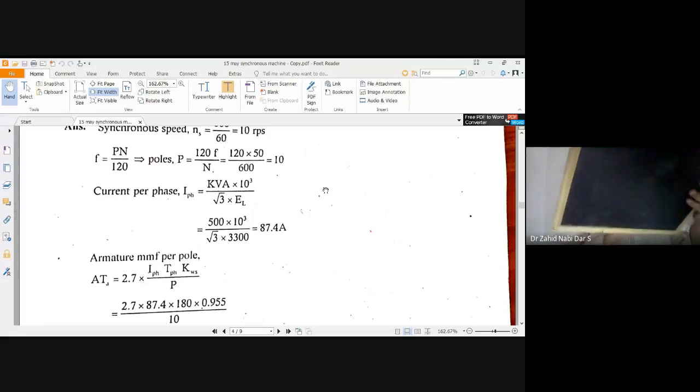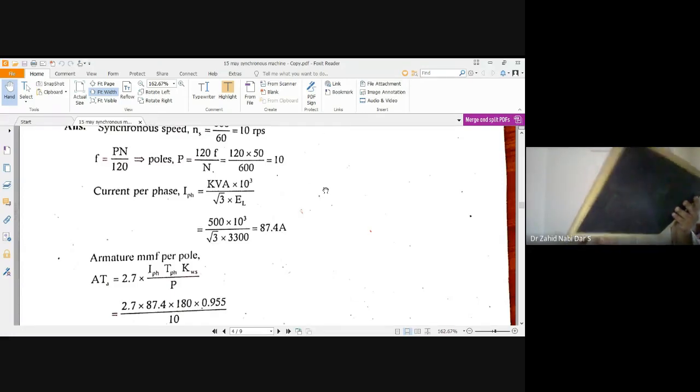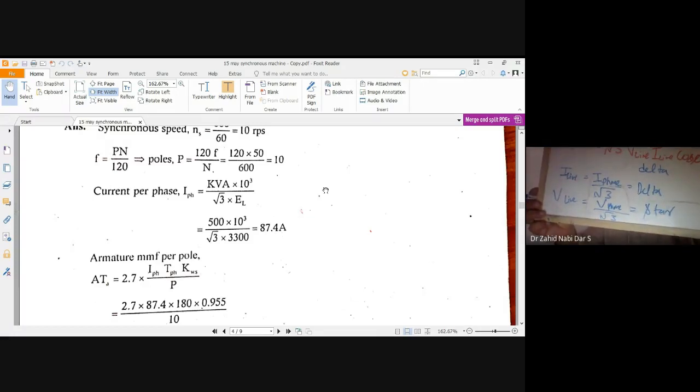So you have to express now that I line in terms of I phase. So you have to write 3 V phase is equal to V line, but I line is how much? I line is your I phase by root 3.